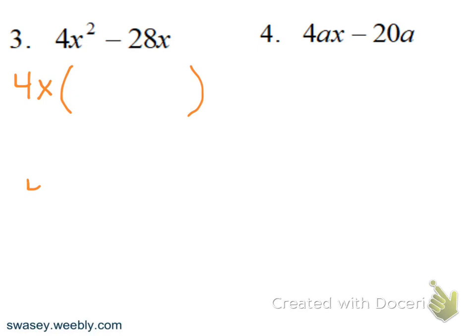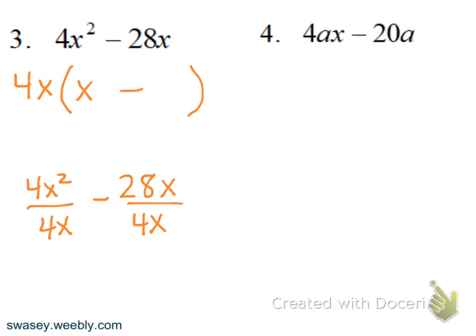Now we're thinking through 4x squared divided by 4x. Well, 4 divided by 4 is 1. x squared divided by x is x to the first power, or just x. And then negative 28x divided by 4x gives us negative 7. Again, you can check to make sure that these are at least factors by distributing.